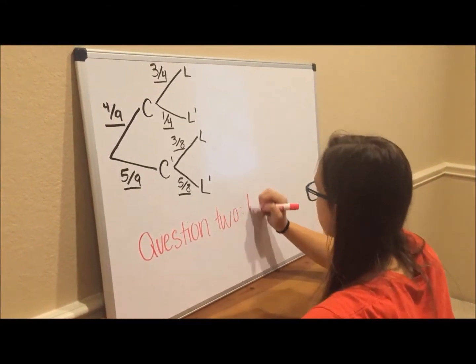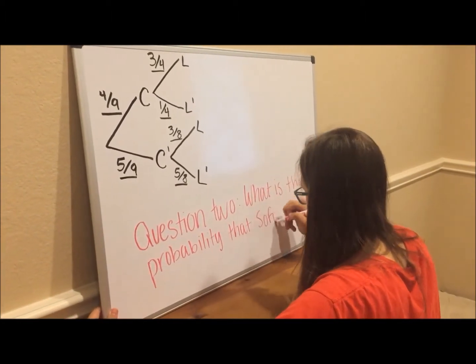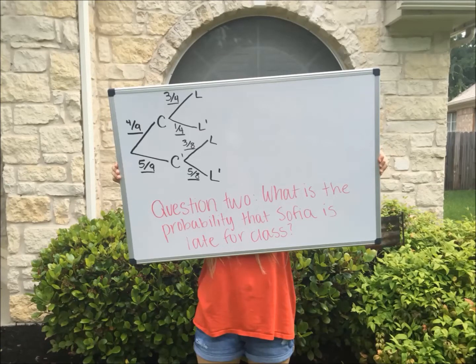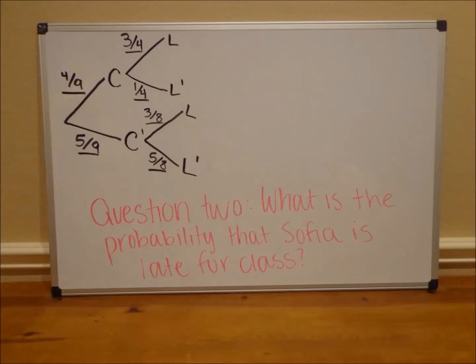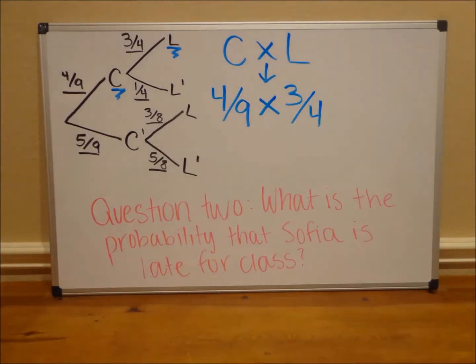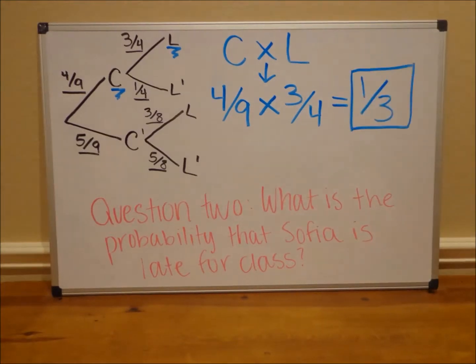Question 2. What is the probability that Sophia is late for class? This question is a little tricky. You have to remember that there are two ways Sophia could be late to class. 1, if her car does break down, and 2, if her car does not. So first you need to find the probability that her car does break down and she is late for class. You would multiply 4/9, the probability that her car breaks down, by 3/4, the probability she is late for class if her car does break down. This is 1/3.